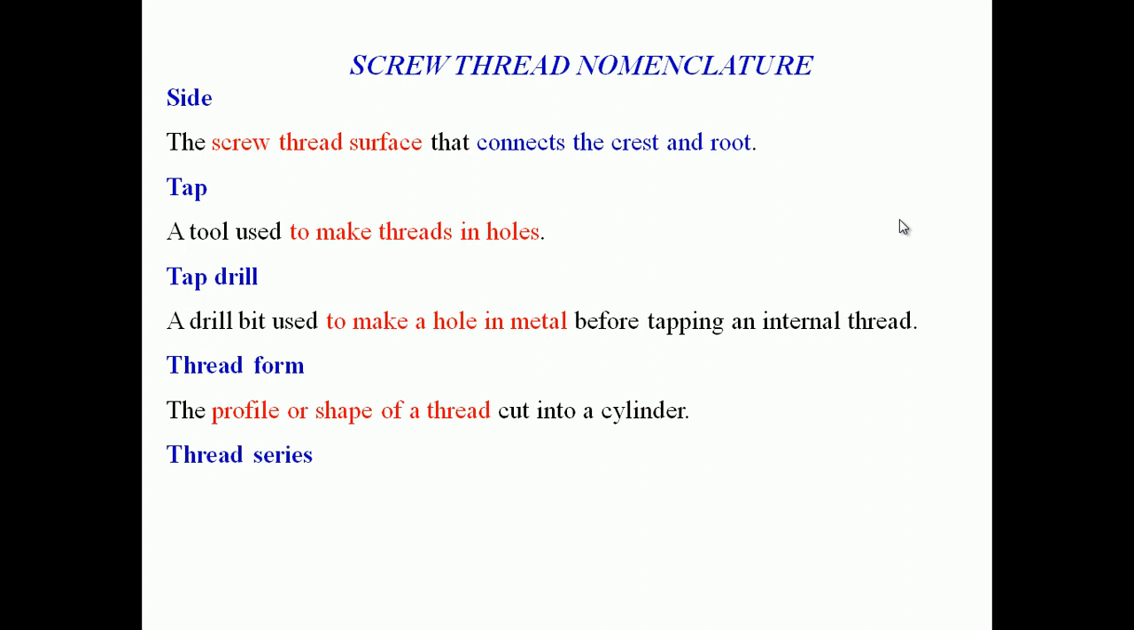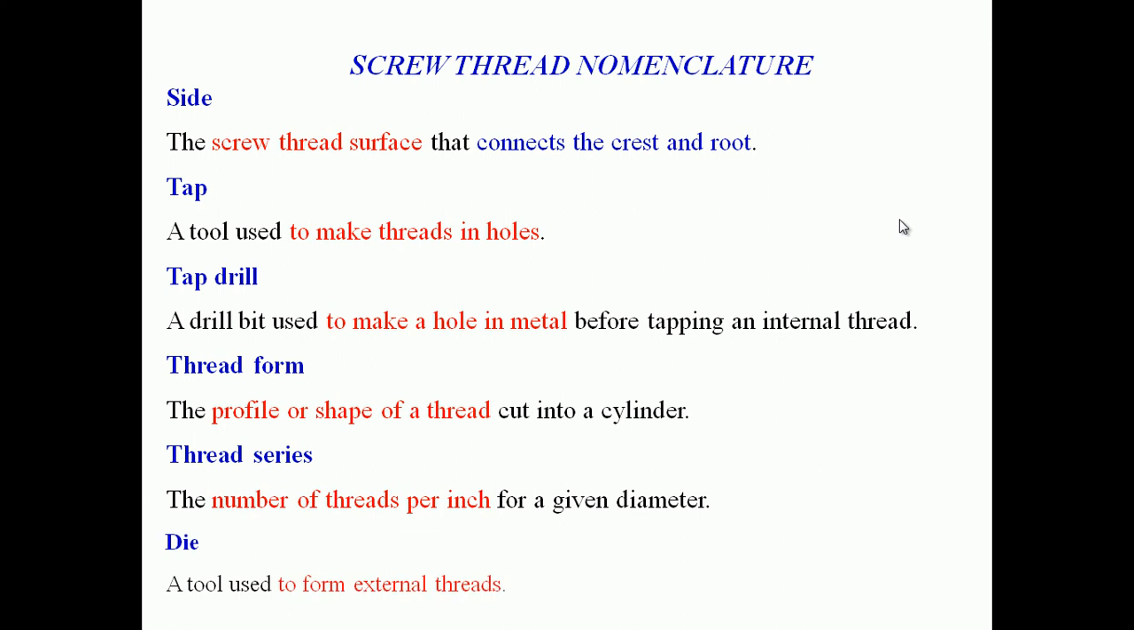The next one is thread series. We'll see this. The number of threads per inch for a given diameter is known as thread series. The next term is die. As I told you, I'll explain the later part. A tool used to form external threads is known as a die. So these are the other terms: side, tap, tap drill, thread form, thread series, and die. These are also the terms used in the screw thread nomenclature.